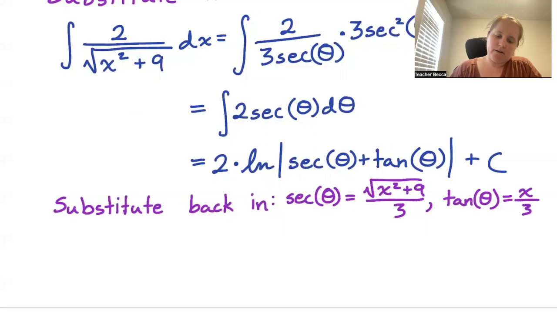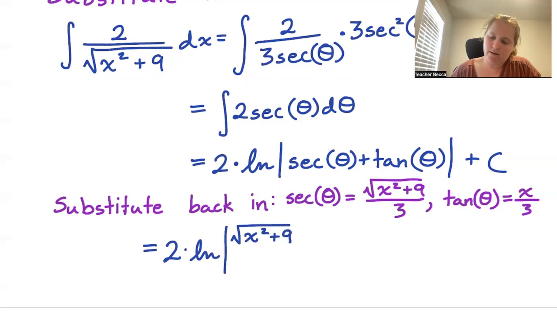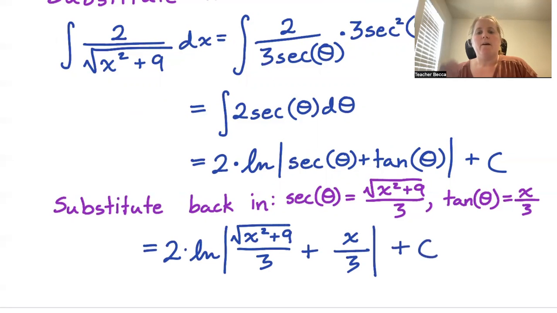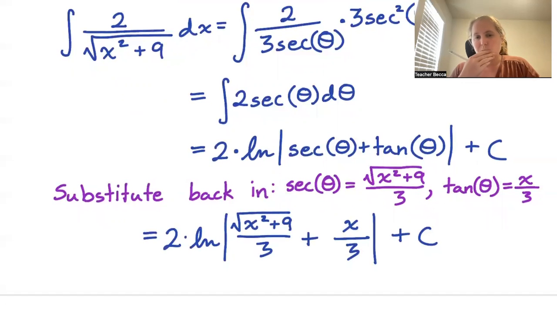So we are looking at the integral is equal to 2 times the natural log of the absolute value of the square root of x squared plus 9 over 3 plus x over 3, and then plus c on the end. We can do a little simplification with this if you like. We can essentially rewrite this as the square root of x squared plus 9 plus x, whole thing over 3. And then division in a natural log splits into a subtraction outside the natural log. So we can simplify this. I'm going to give myself a little more space so I can do so.